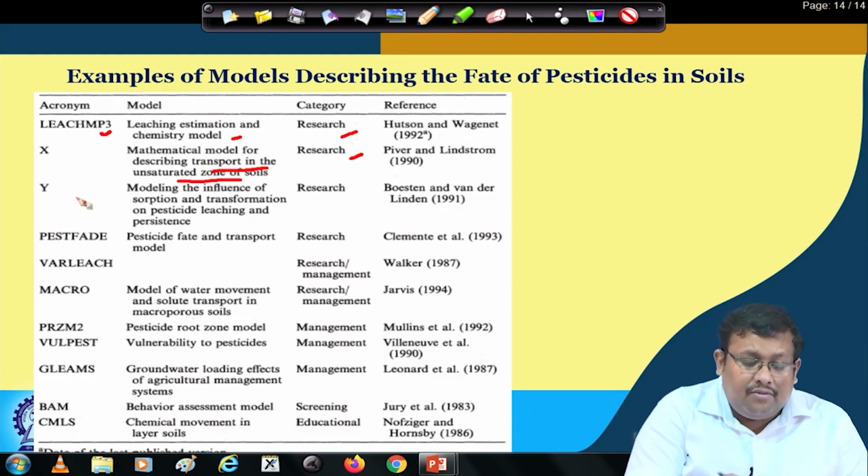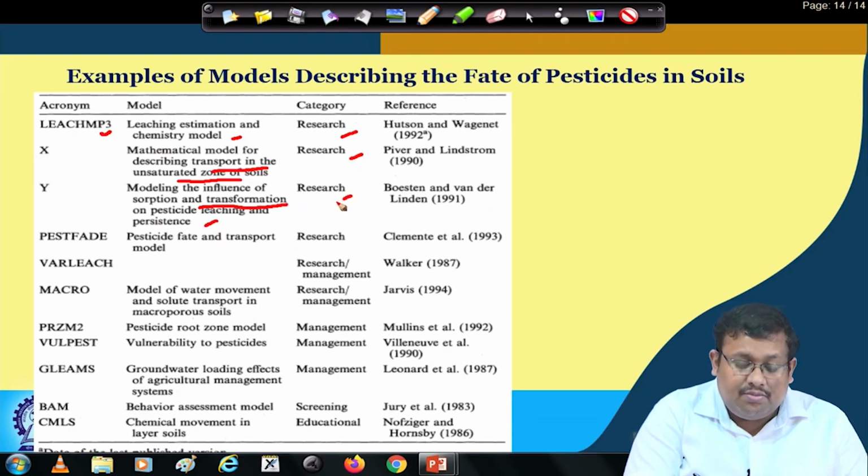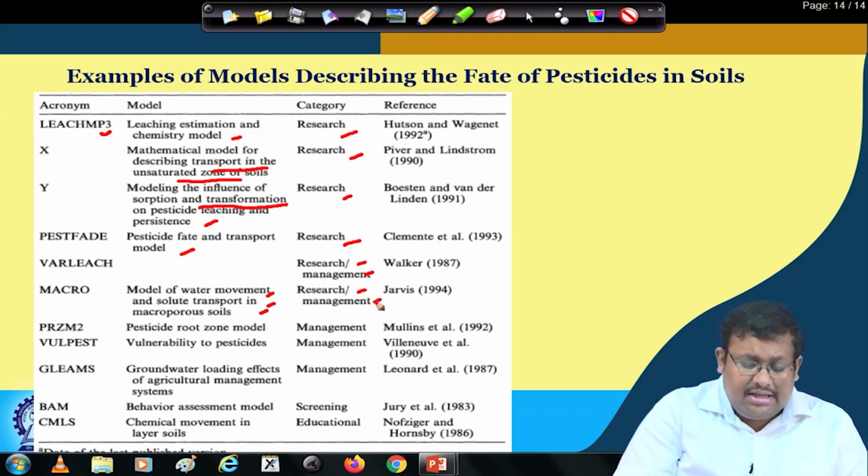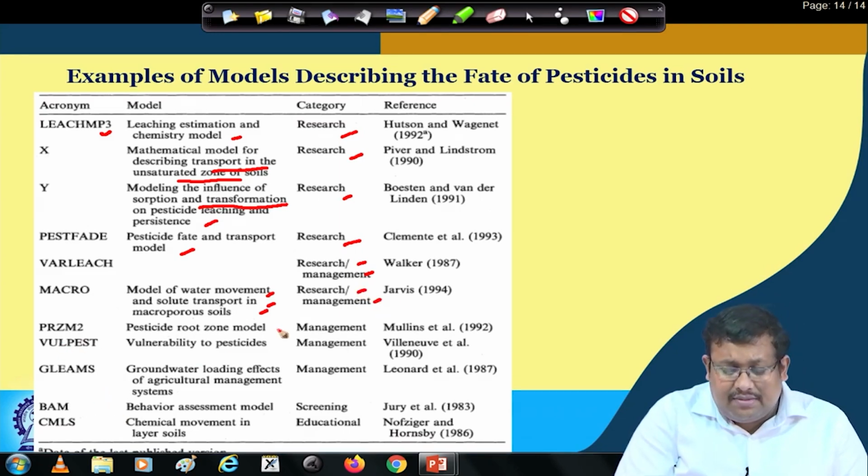research model. Then Y is basically the modeling of the influence of the sorption and transformation on pesticide leaching and persistence, that is research model. Pest fate is a pesticide fate and transport model, that is research model. Varleach is a research management model, we have already discussed Varleach. Macro, which is a model for water movement and solute transport in macroporous soils, which is both research and management model. And this PRZM2 is the pesticide root zone model, which is the management model.